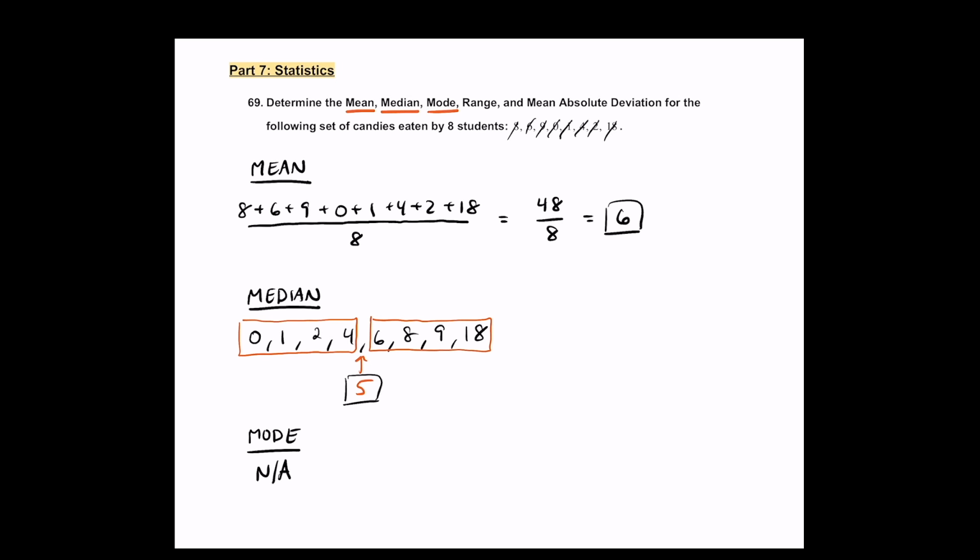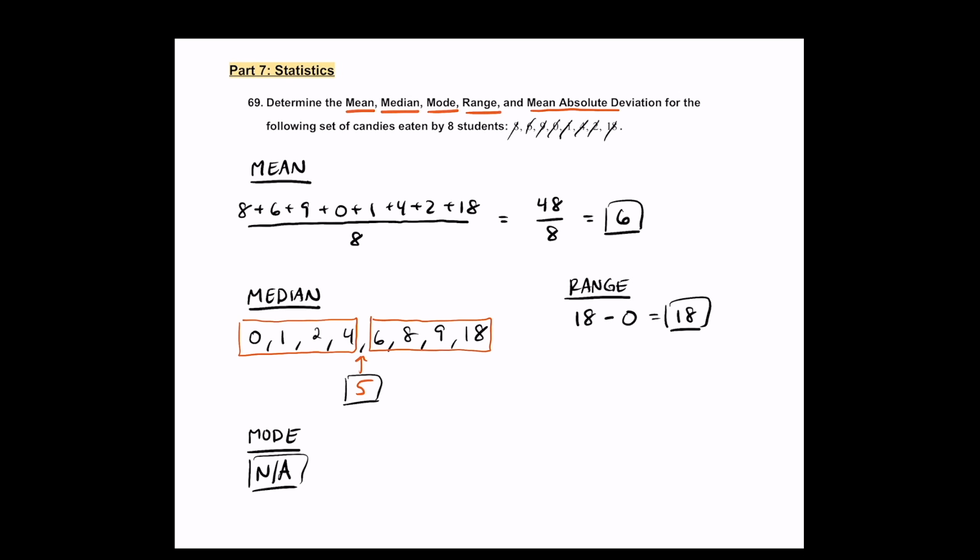Okay. Moving on to the range, this one's super straightforward. For the range, what we're going to do here is take the max minus the min. So the highest number is 18, take away the smallest number, which is 0, so 18 is going to be the range. And the mode here was nothing, didn't exist.